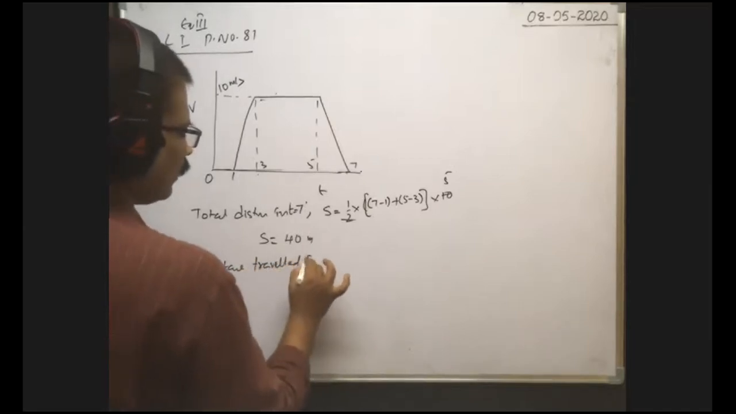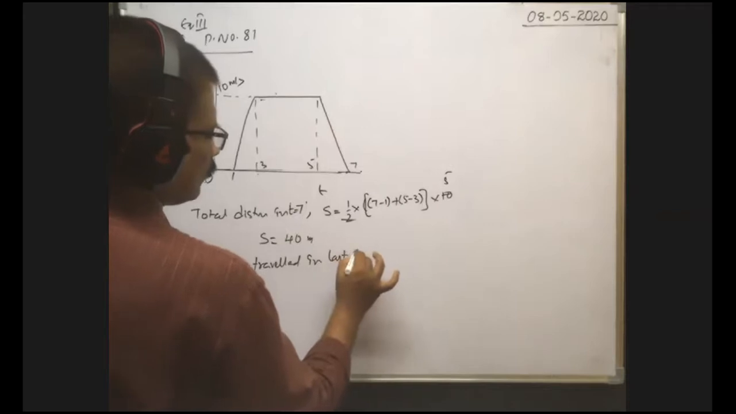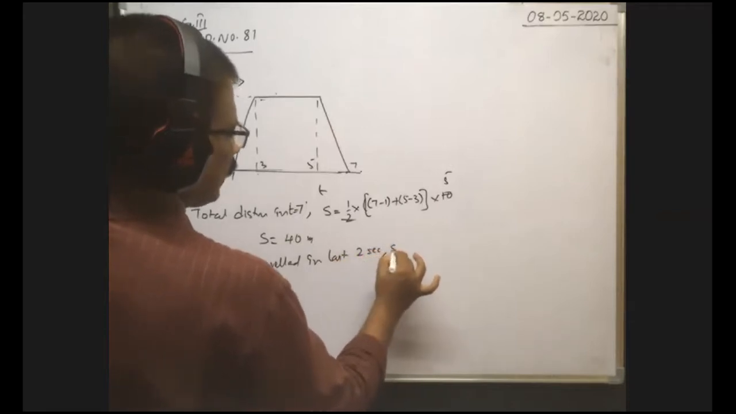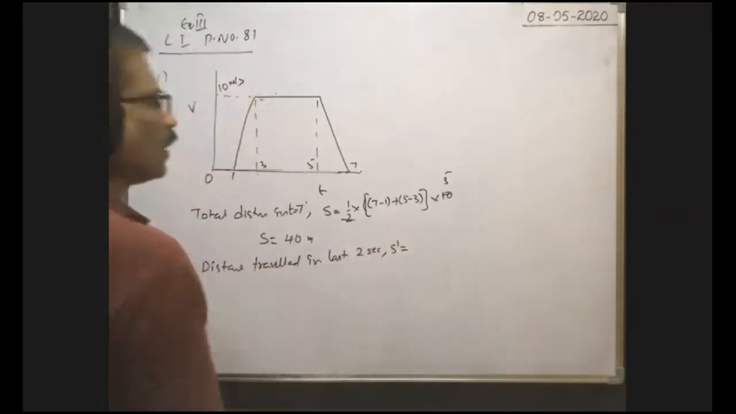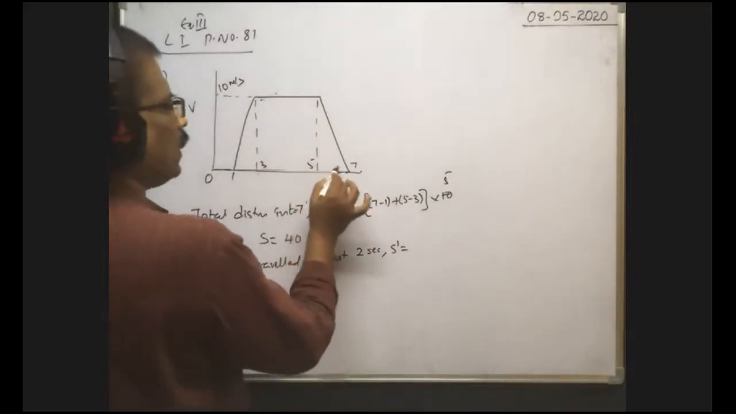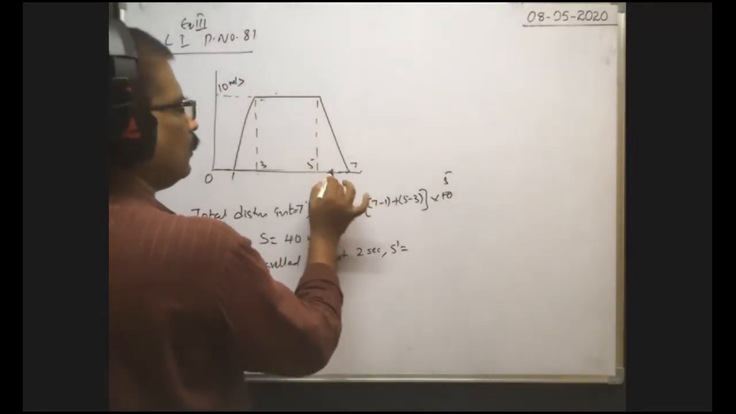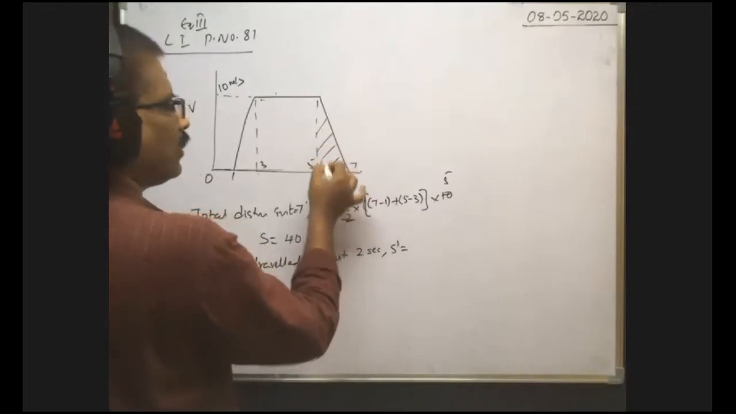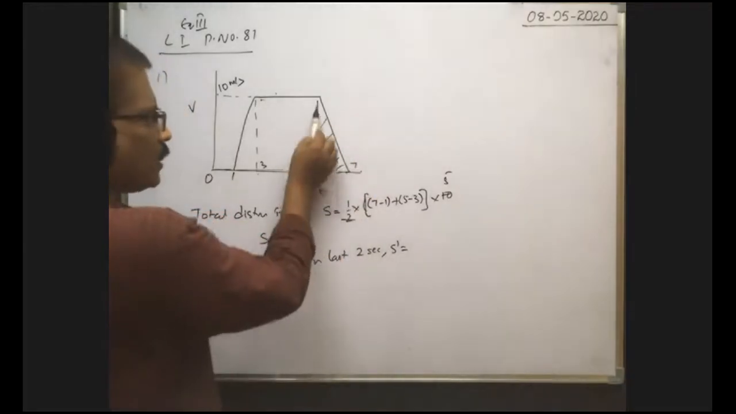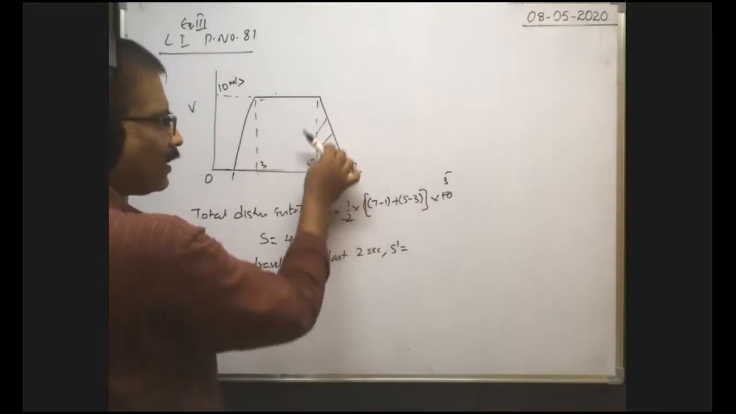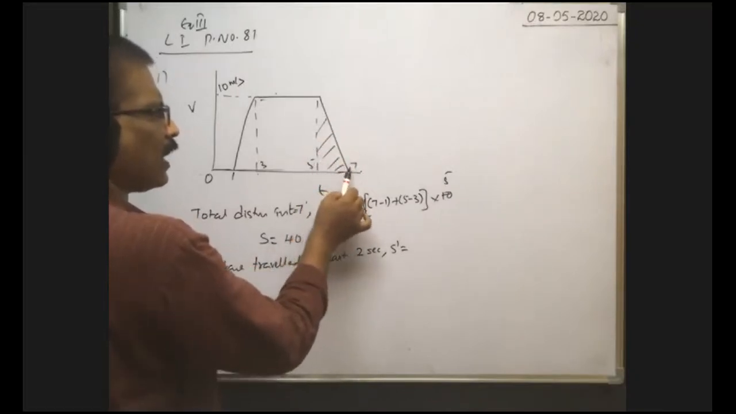Distance traveled in the last 2 seconds is, say, S1 or S dash. In the last 2 seconds means 5 to 7, that is 2 seconds only, no? So it is the area under this shaded part only. In the last 2 seconds, the velocity time graph is this one. Area under this graph gives the distance traveled in the last 2 seconds.